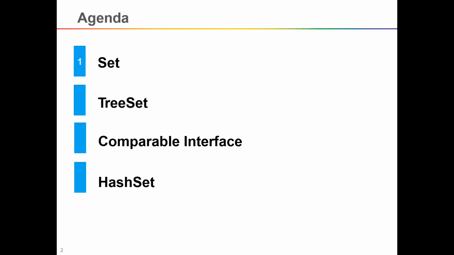Then we'll move on to TreeSet, how a TreeSet works. Then we will discuss the Comparable interface, which allows TreeSet to perform sorting. How it is happening inside the TreeSet, we will discuss. Then we'll move on to HashSet.